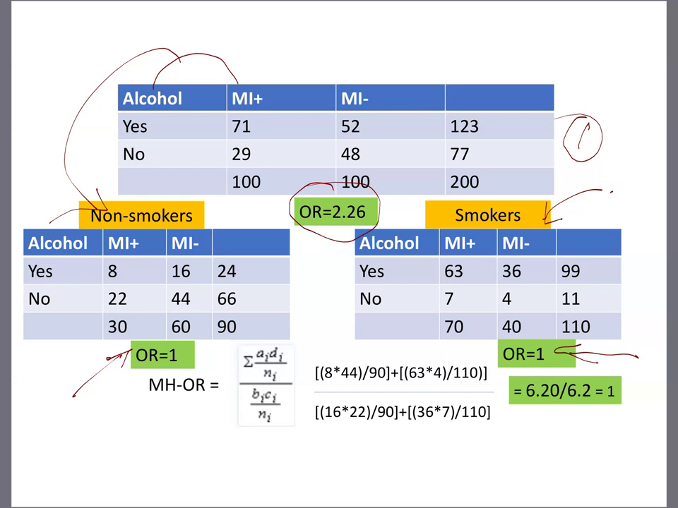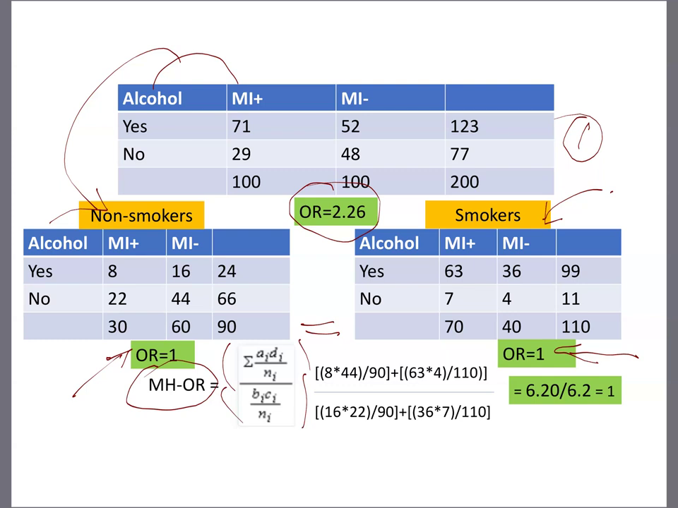The next step is to compare the stratum-specific odds ratios. 1 and 1, they are equal. Sometimes they need not be equal; they can be nearly equal to each other. When they are nearly equal, you can calculate a weighted measure of effect. For the odds ratio, that is known as a Mantel-Haenszel odds ratio. Now, this is a formula. Again, this itself is a different topic.